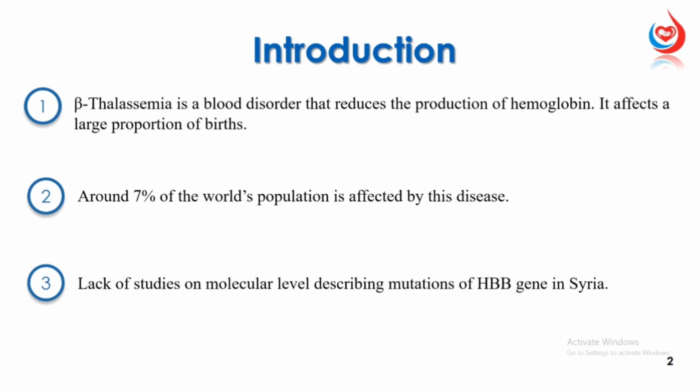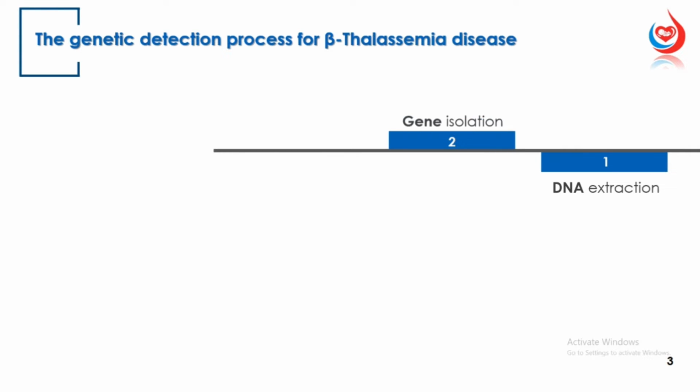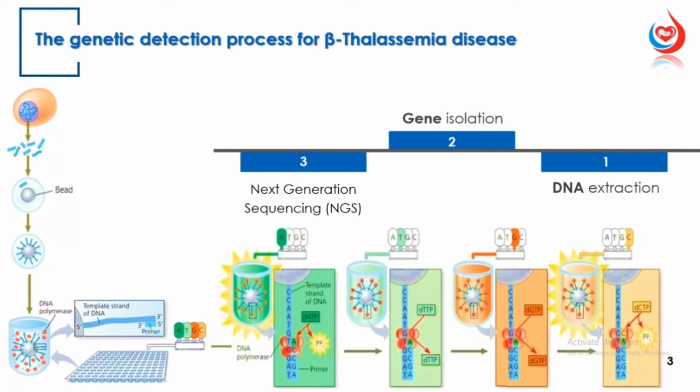The genetic detection process for beta-thalassemia disease is done using biotechnology tools as follows. First, DNA extraction. After collecting the blood samples, DNA is extracted from the white blood cells using a QIAamp DNA blood kit. To isolate and amplify the HBB gene from the DNA sample, the PCR process is applied on the DNA solution with HBB reverse and forward primers.